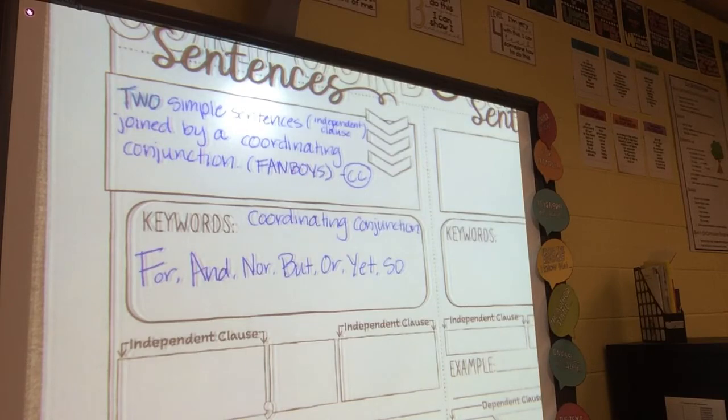What's wrong, Case? Is it joined? Uh-huh. Okay. It is joined. This is a lowercase.